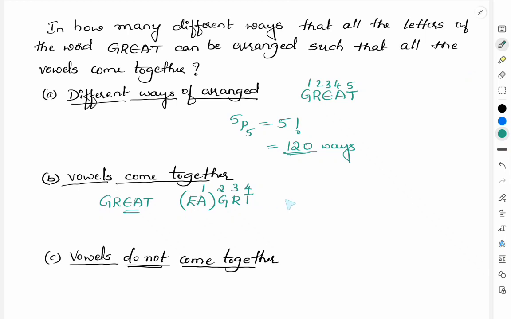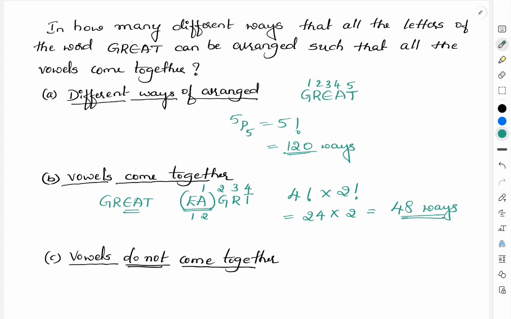So the number of arrangements is 4 factorial, that is nothing but 4P4. And among the vowels E and A, I have 2 different arrangements, where I can write A in the beginning or I can write E in the beginning. So I have 2 factorial ways of arranging them. So 4 factorial is 24 and 2 factorial is 2. 24 into 2 means 48 different ways of arranging the given word GREAT such that vowels come together.